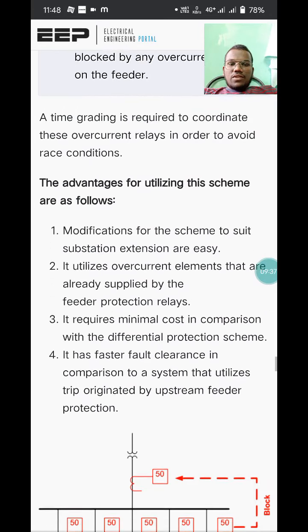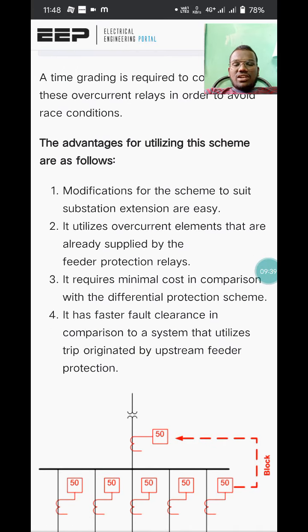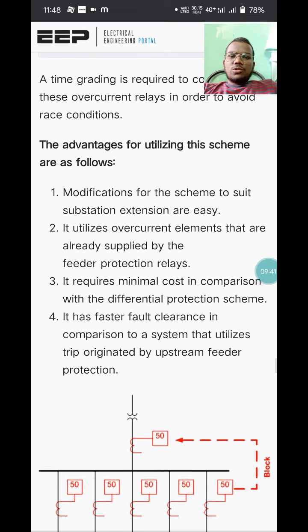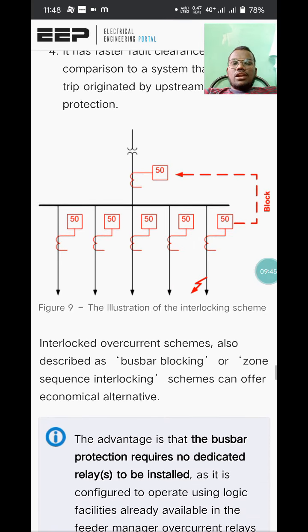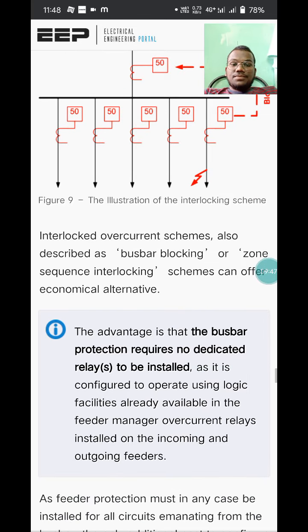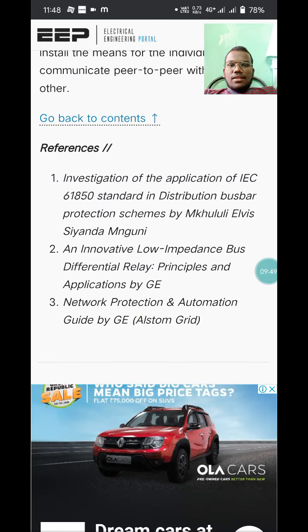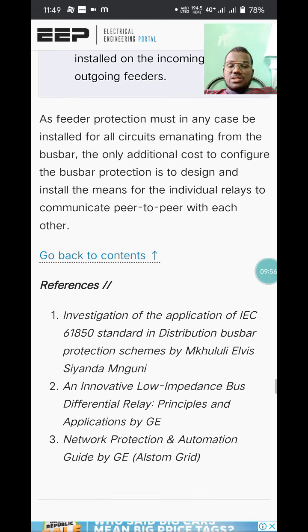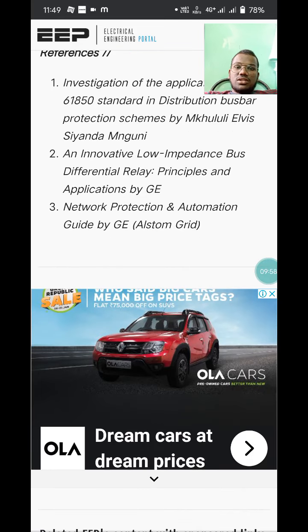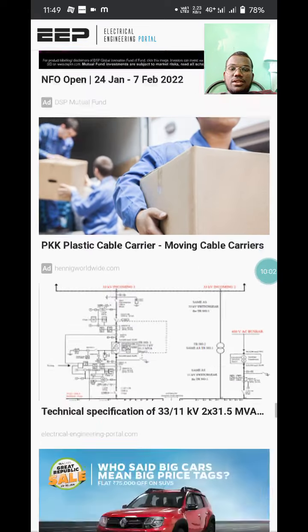And the advantages we all know. One of the advantages is that modification of the scheme to suit substation extensions is easy. The figure shows the illustration of the interlocking system. If you need references, there is Network Protection and Automation Guide by GE, Alstom Grid, and the application of bus bar protection principles by GE.